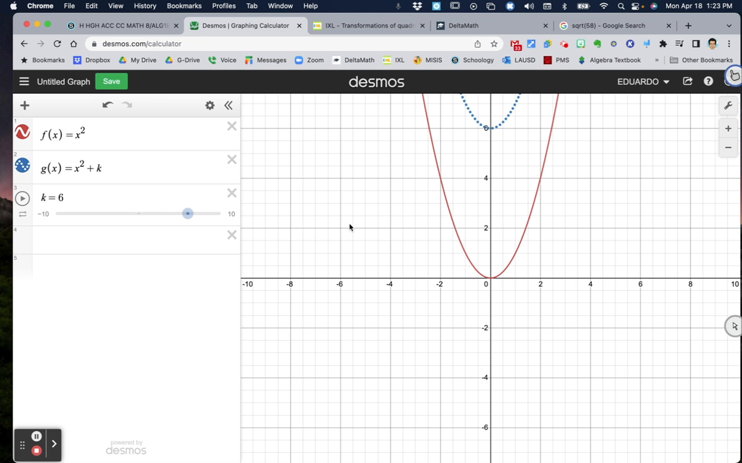It literally pushes it up to 2. And I could pick everything else in between. Right there, I'm at x squared plus 4. Moved it up 4 units. What if I go on to the negative side?